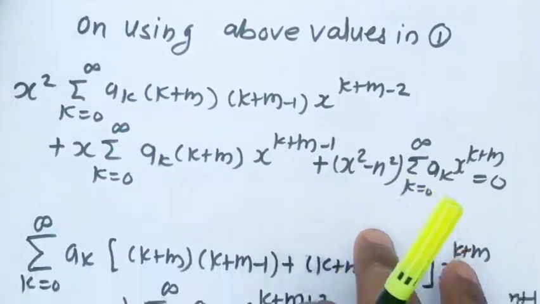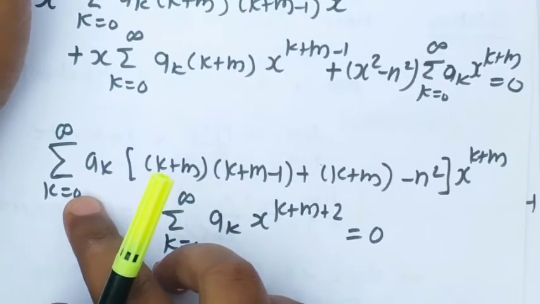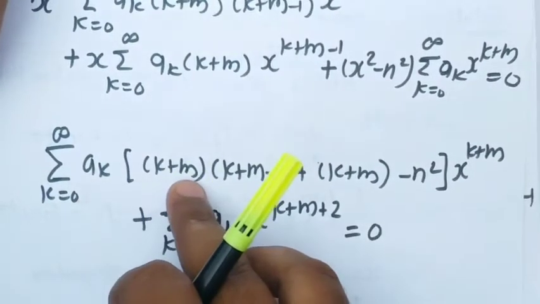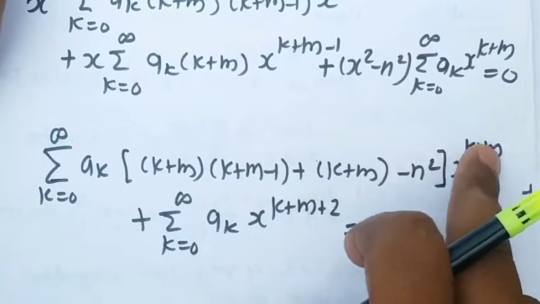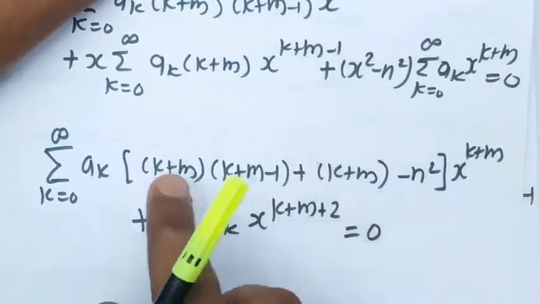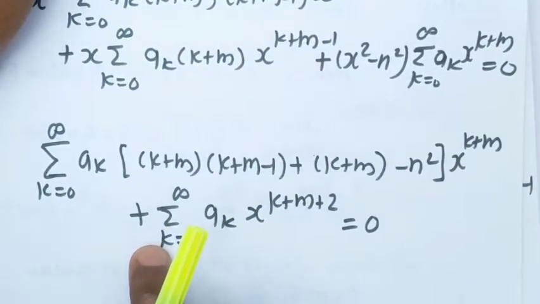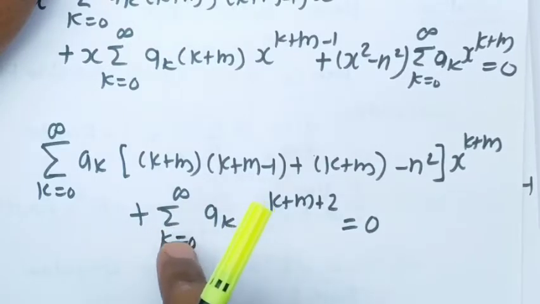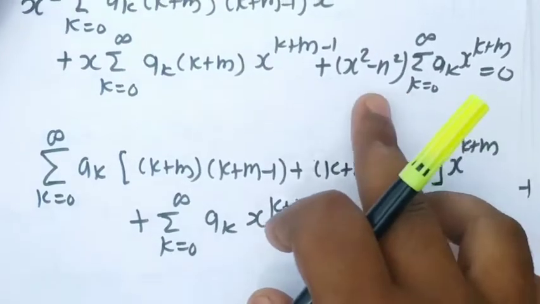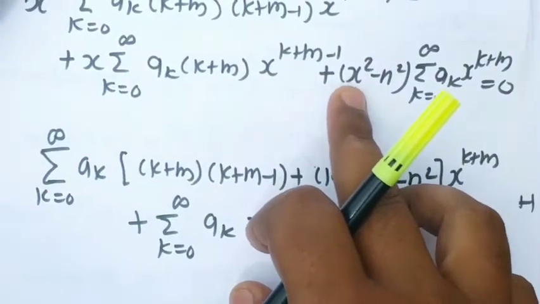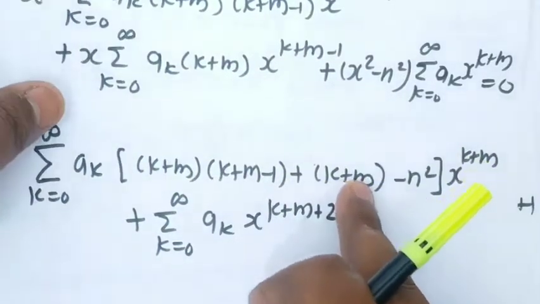I am going to club them together. So after clubbing them together, I will get this series: summation k ranges from 0 to infinity a k into k plus m into k plus m minus 1 plus k plus m minus n square outside the bracket, x raised to k plus m. a k and x raised to k plus m I have taken common from those 3 series. And the last series is summation k ranges from 0 to infinity a k into x raised to k plus m plus 2, which is the series obtained after multiplying by this x square to this series. Okay, so these two series can be simplified further.